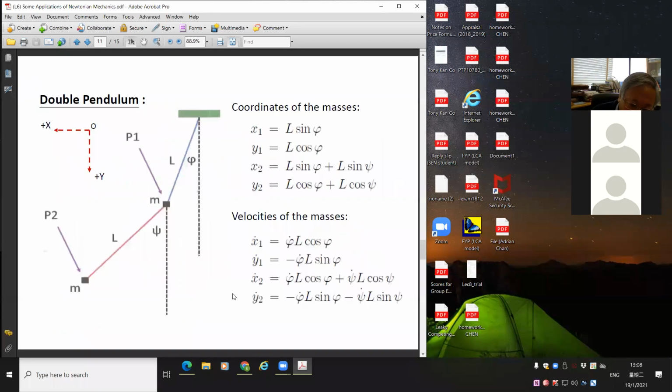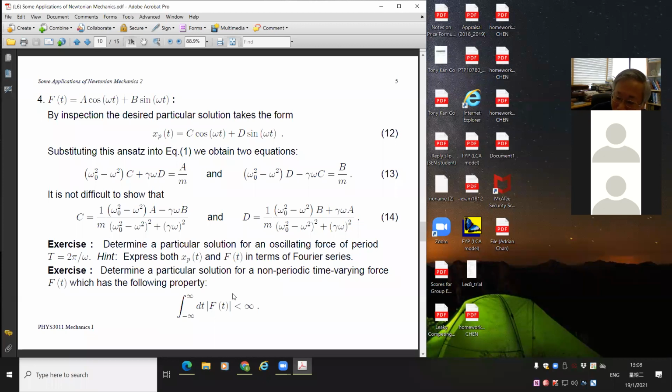Okay, so far so good. Any questions so far? I think most of you have studied this damped driven harmonic oscillator before. So this is only a review.